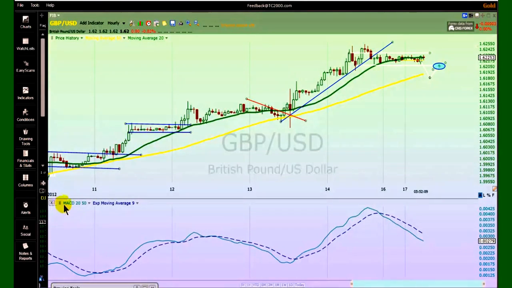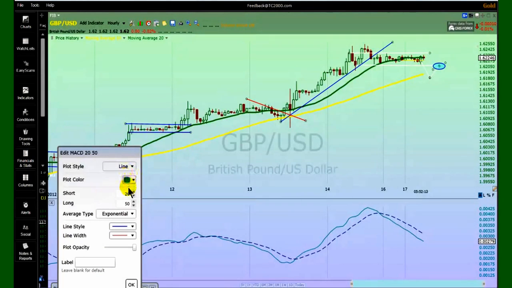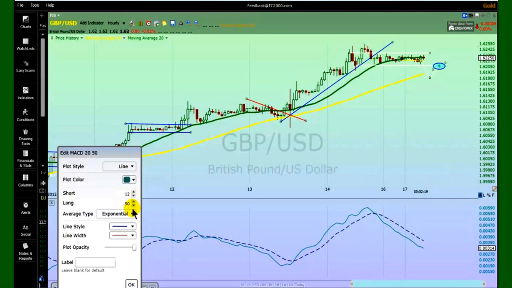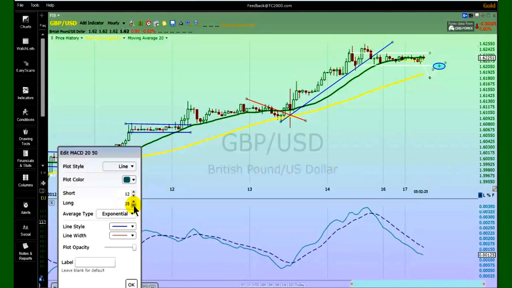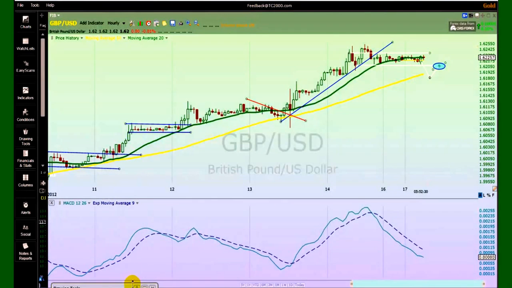Now I'm going to change the setting of this MACD because I want to use the standard MACD, the original MACD 12, 26, 9. So moment please, I'll do this right now. So in case you want to see it, 26, and the 9 is already here, 12, 26, 9. This is the standard MACD.